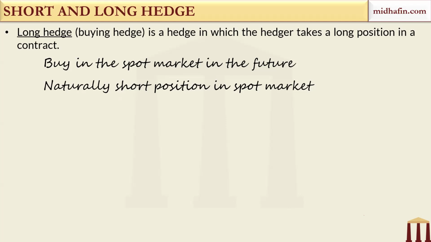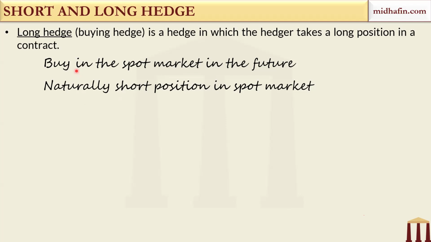Although once you understand the concerns of the company or the person, you don't need to remember this idea of naturally short or long, still I would like you to understand it. Because even if you don't want to understand whether I'm naturally short or long in the spot market, at least be very clear that if I have to buy something in the future, like gold, let's say I have a wedding in my family and I am obligated to buy say 50 grams or 100 grams of gold in the future, what will be my concern with respect to gold prices?